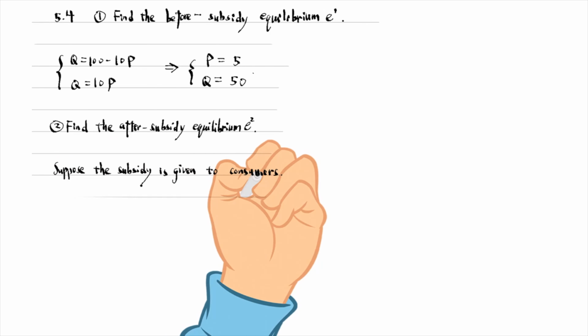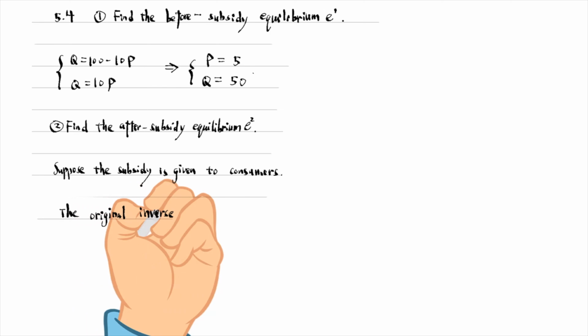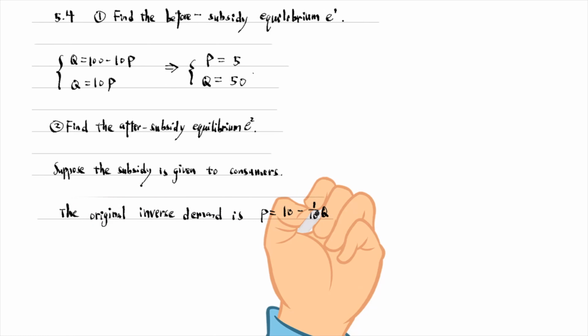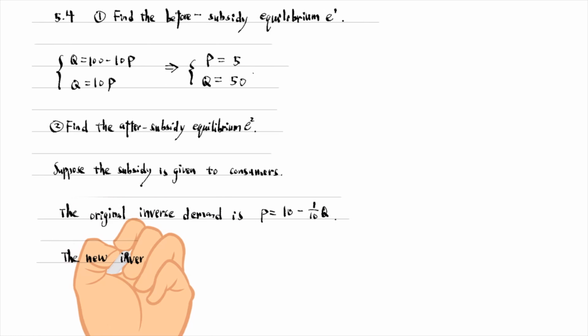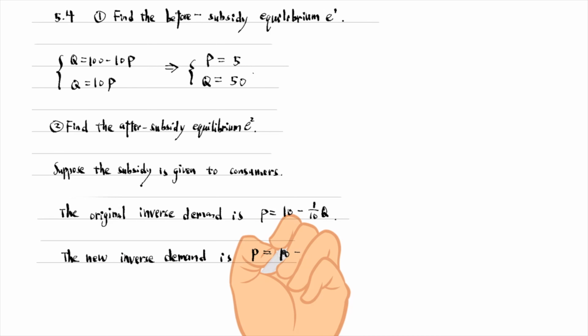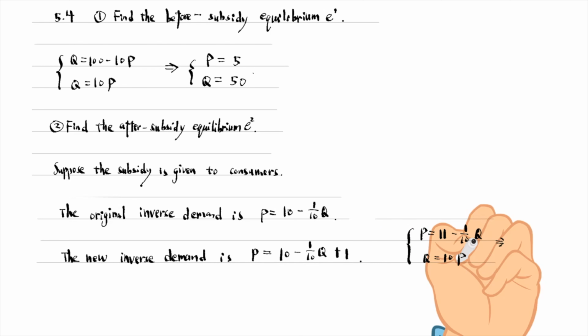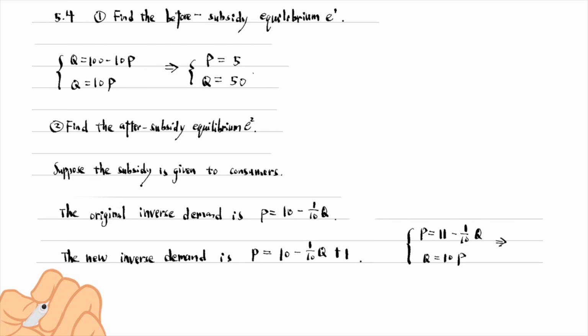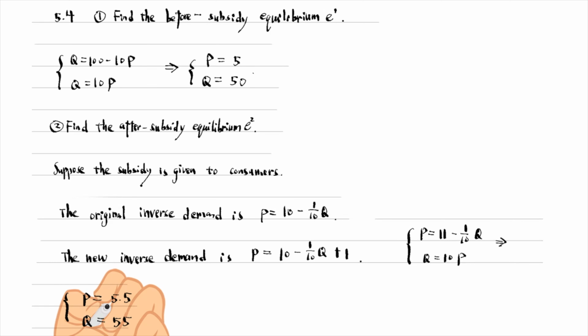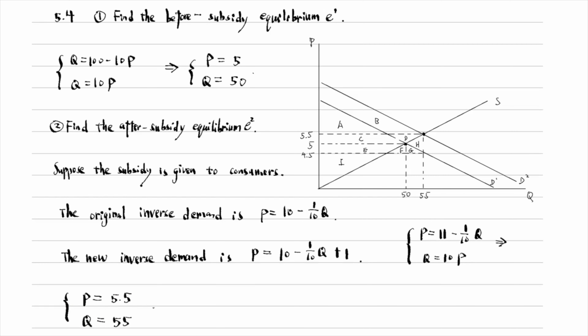From the original inverse demand function, we can write the after subsidy inverse demand function. Combining the new demand and supply functions gives the new equilibrium price of 5.5 and quantity of 55. The producers receive a price of 5.5 per unit, and the consumers actually pay 4.5 per unit with the subsidy.